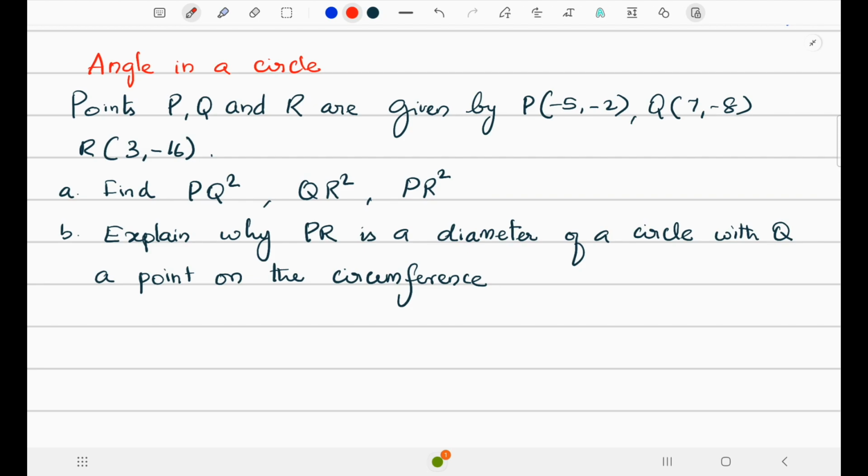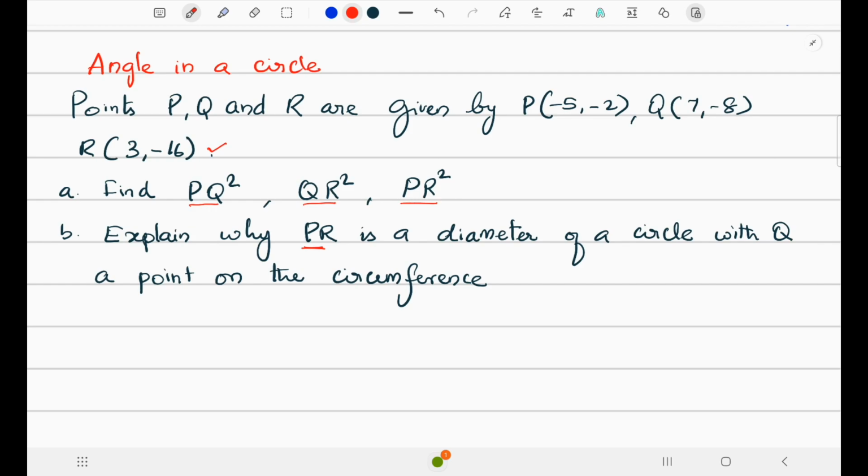Today's topic: angle in a circle example exercise. We are given 3 points P, Q, R. The coordinate of P is -5, -2, Q is 7, -8 and R is 3, -16. Find PQ square, QR square and PR square. Also state that PR is the diameter of the circle and Q a point on the circumference.